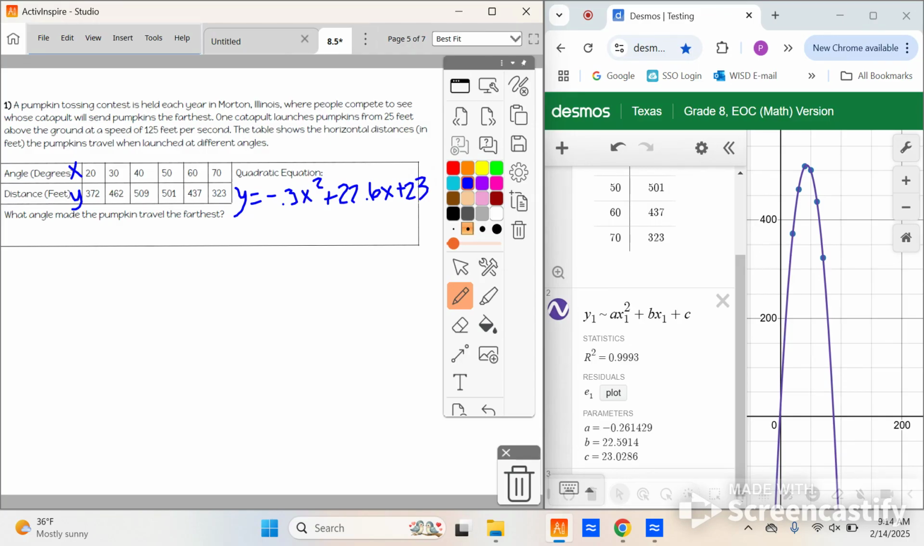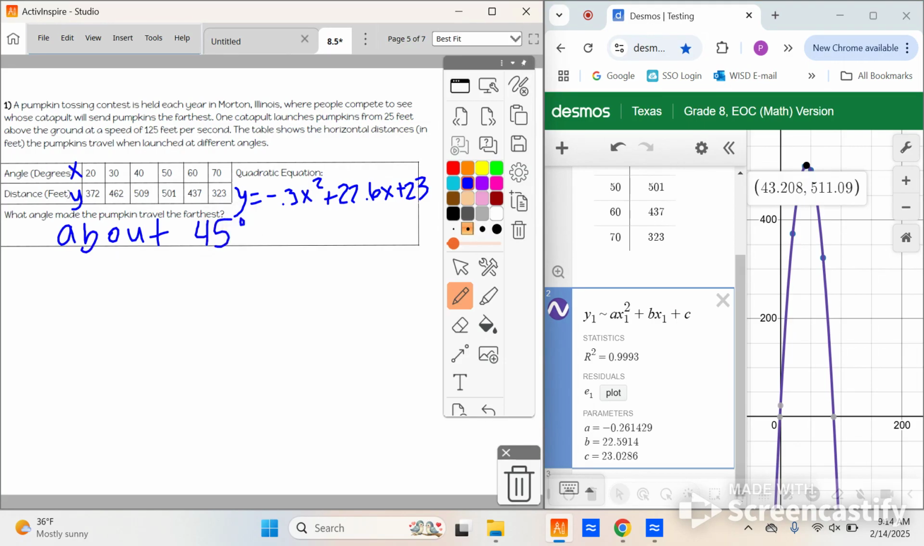Well, when we're looking at our angles and we're looking at points on our graph, we want to see which one makes it travel the furthest, and that's our y value. So looking at your vertex, 511 would be your largest distance it traveled, and that would be at 43 degrees. So you could estimate just by looking at this table about 45 degrees. And looking at our parabola on Desmos, we could even be more specific and say at 43 degrees.